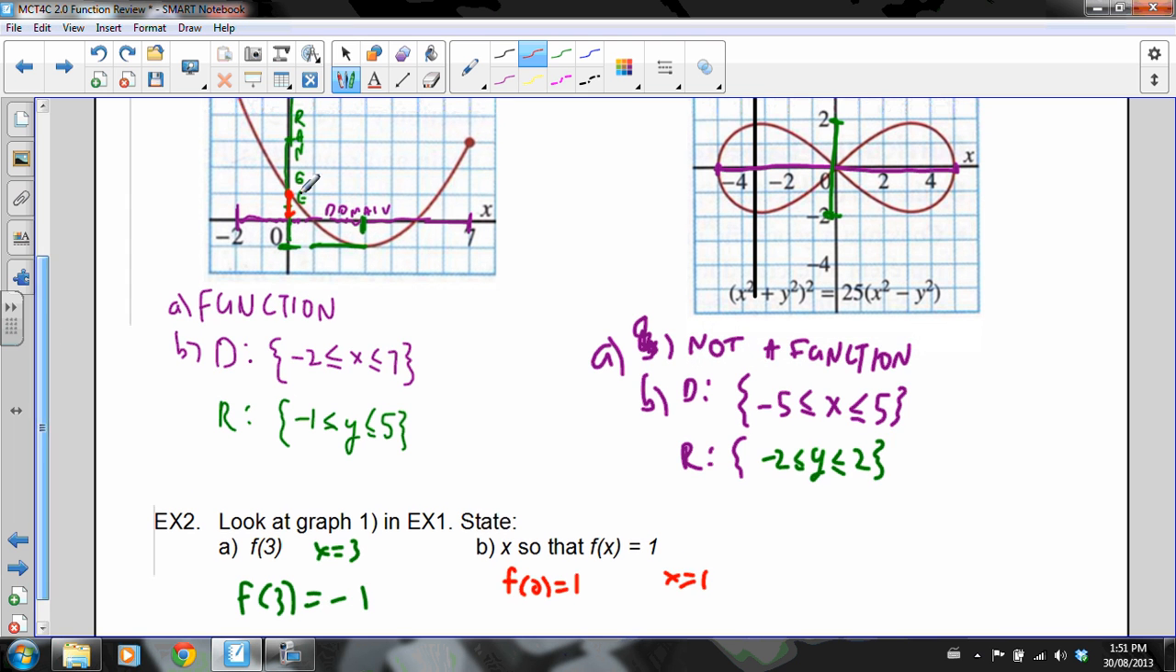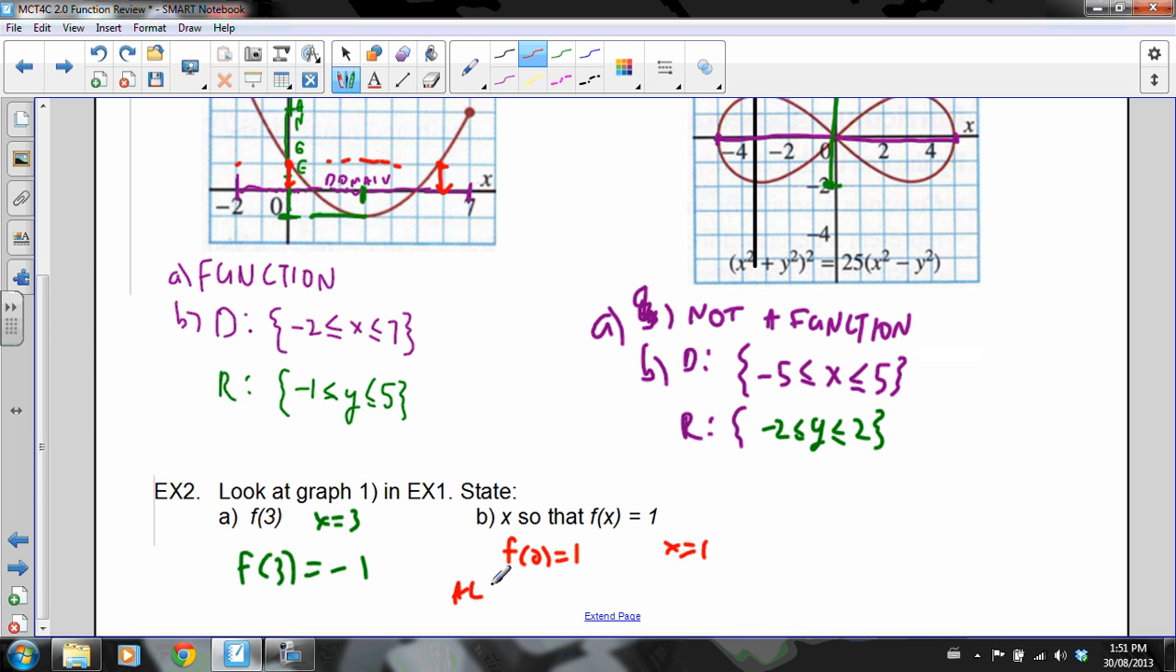But did you notice this? Over here, anything along this, right there, has an output of 1, a y value of 1. So there's a second answer, right? So also f at 6 equals 1. X equals 6. Saying, well, hang on. I thought this 2 value thing wasn't allowed. Well, it's not. This is okay because it's got one output value for 2 different input values, right? It's that I'm not allowed to put one input and get 2 outputs.